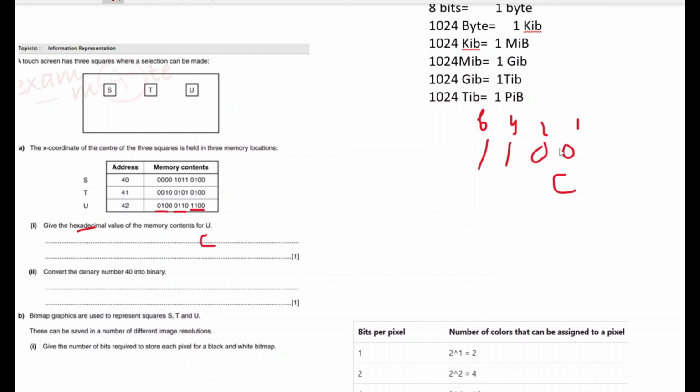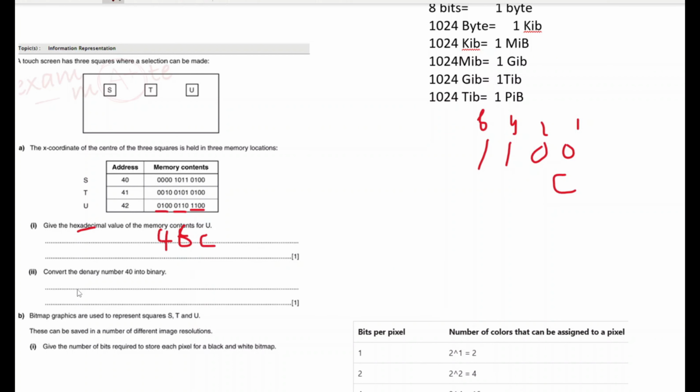If you use the same formula for 0110, you add 4 and 2. The rest of the bits are 0, so you don't need to add them. 4 plus 2 is 6, so the answer here is 6. For the next group, 0010, this is 1, this is 2, and this has a power of 4, so we only add 4. So I get the answer 4, 6, and C. This is my hexadecimal value.